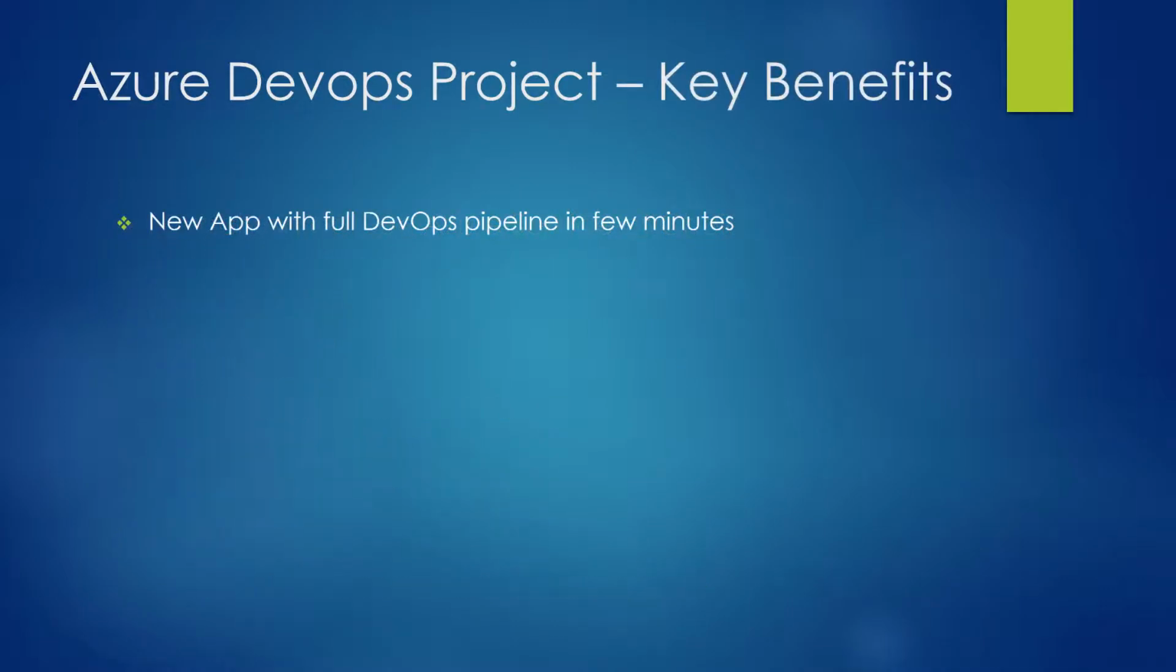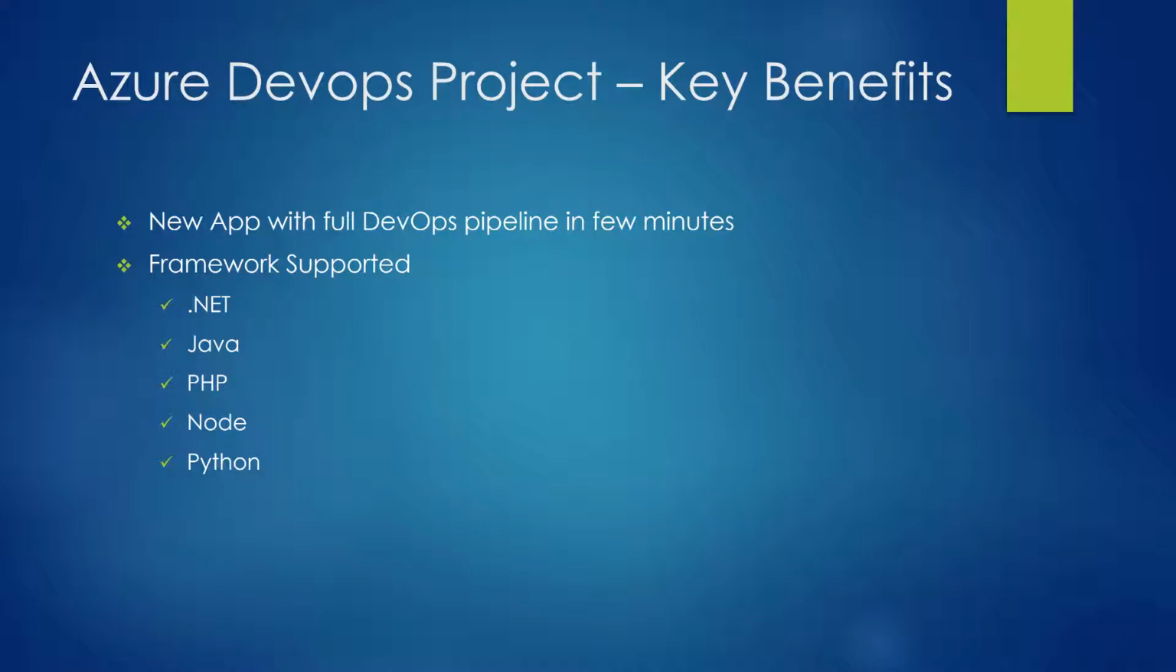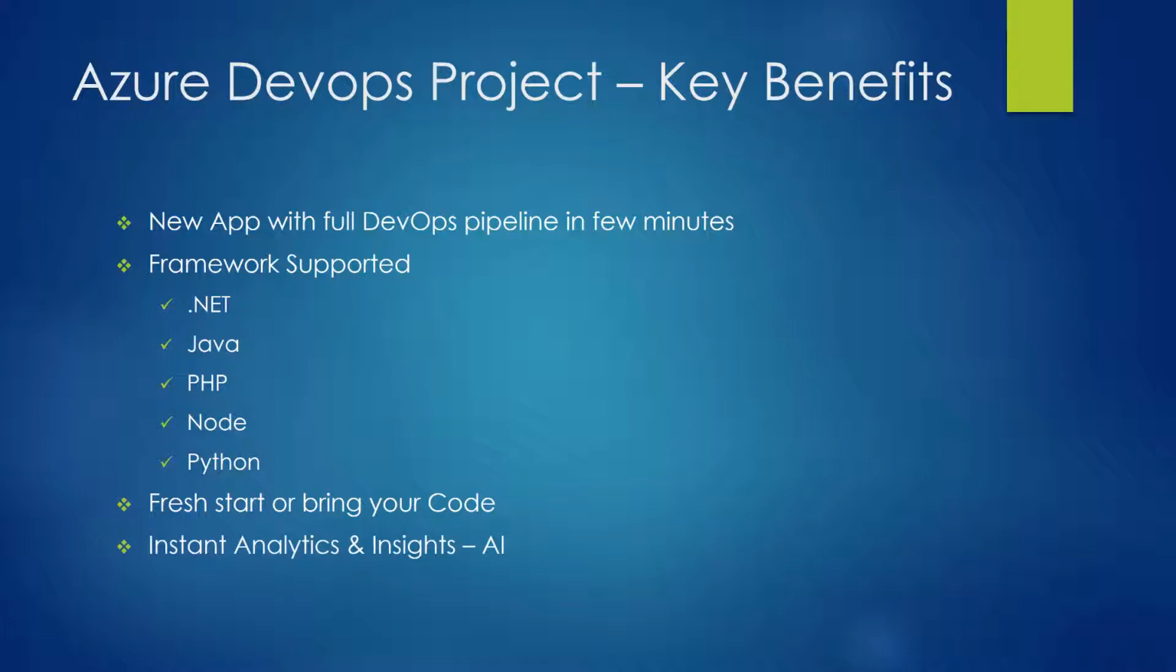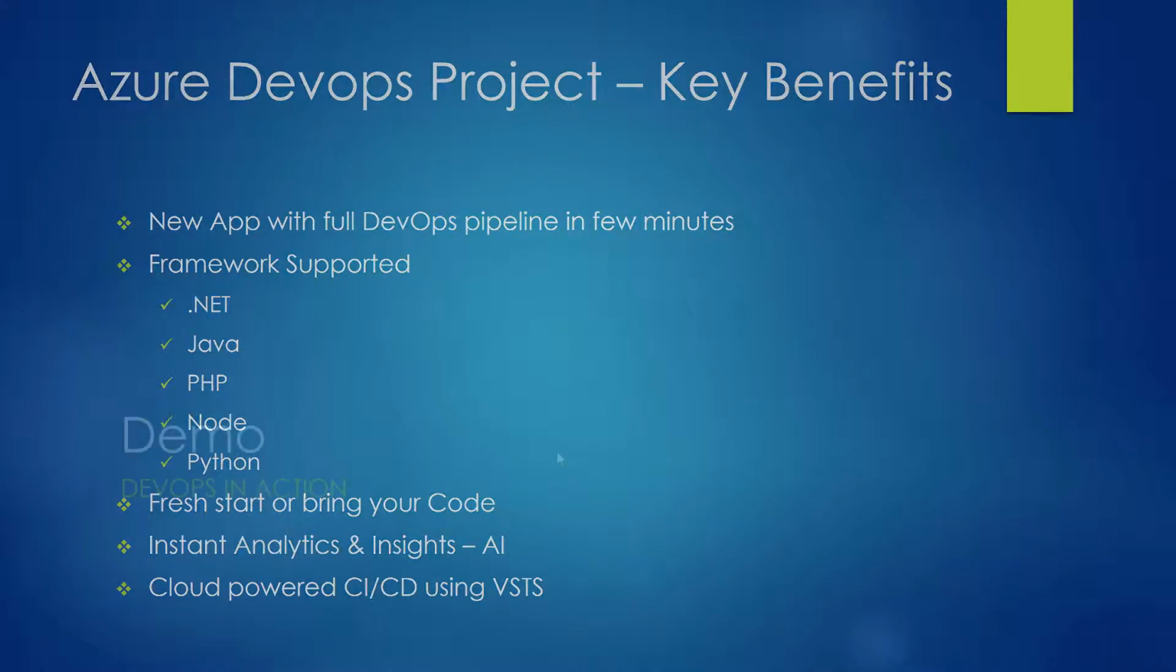Some of the key benefits of Azure DevOps projects. Well, you can build a new app with full DevOps pipeline in just a few minutes. Some of the frameworks that are supported as part of this DevOps projects are .NET, Java, PHP, Node, and Python. Well, you can do fresh start or bring in your code and then do the complete DevOps project. You get instant analytics and insights thanks to application insights pre-configured. And last but not the least, cloud-powered CI/CD using VSTS.